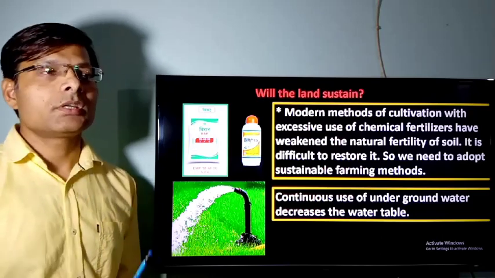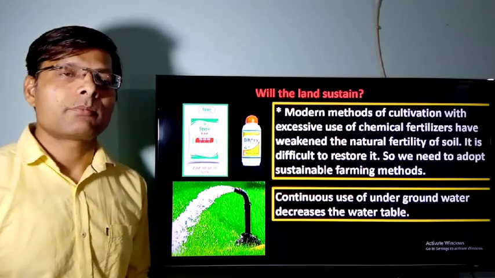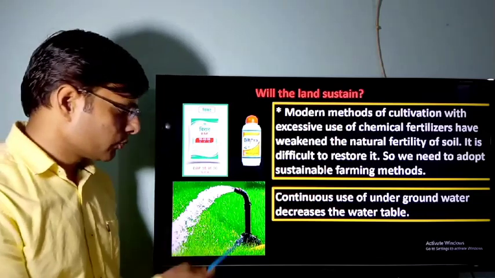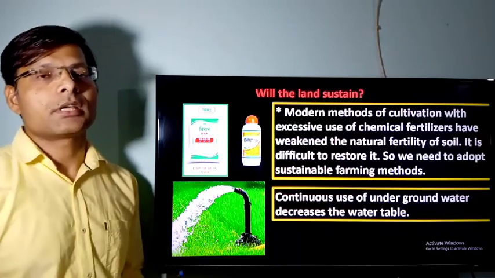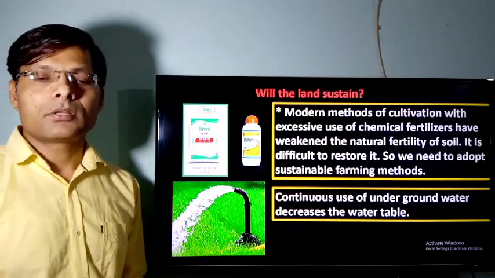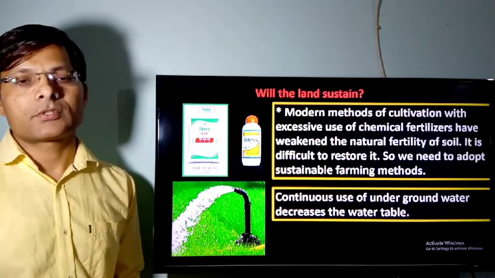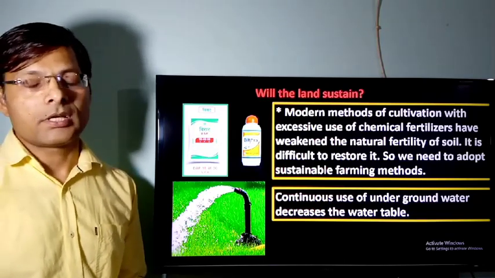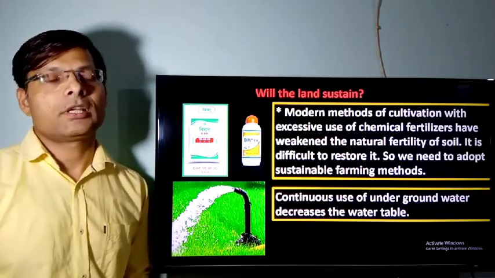Next you see, it is again against the environment. What is that? Continuous use of underground water. We are using underground water, and this is decreasing the water table. And as you know, in present times many hand pumps have stopped working. Tube wells even have also stopped working at many places.